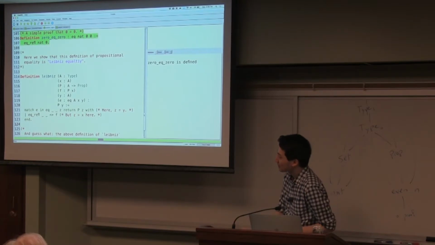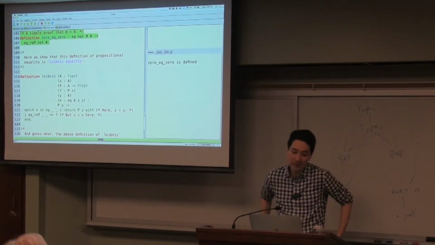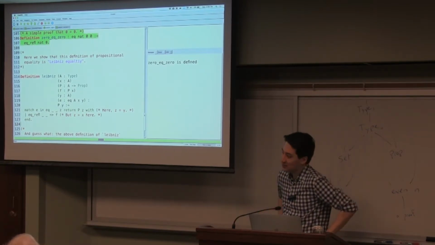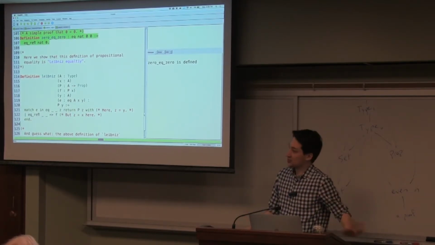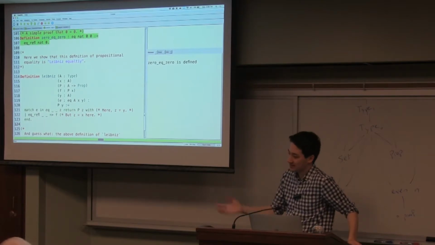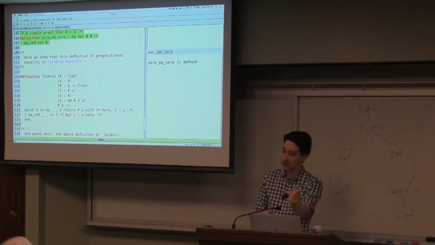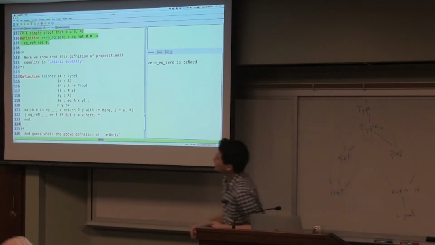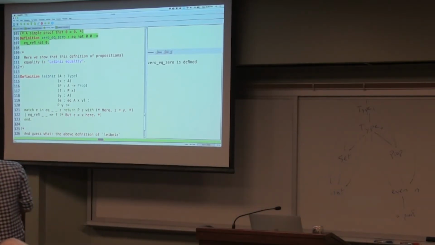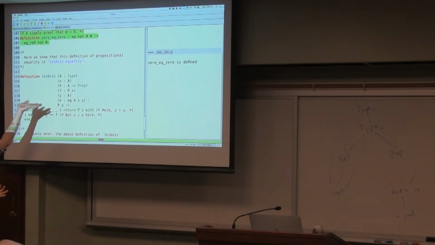And there are different notions of equality, and one is called Leibniz equality. Leibniz equality is a fancy way of saying that two things are equal if for any proposition, or for any predicate, if the predicate holds on one, then it holds on the other. So that's Leibniz equality. And this type is kind of explaining what's going on here. So this is like a function.